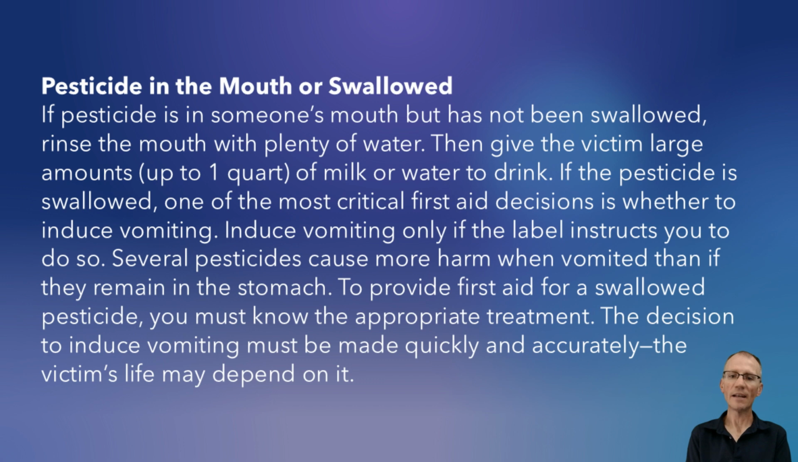If the pesticide is swallowed, one of the most critical first aid decisions is whether to induce vomiting. Induce vomiting only if the label instructs you to do so. Several pesticides cause more harm when vomited than if they remain in the stomach. To provide first aid for a swallowed pesticide, you must know the appropriate treatment. The decision to induce vomiting must be made quickly and accurately. The victim's life may depend on it.